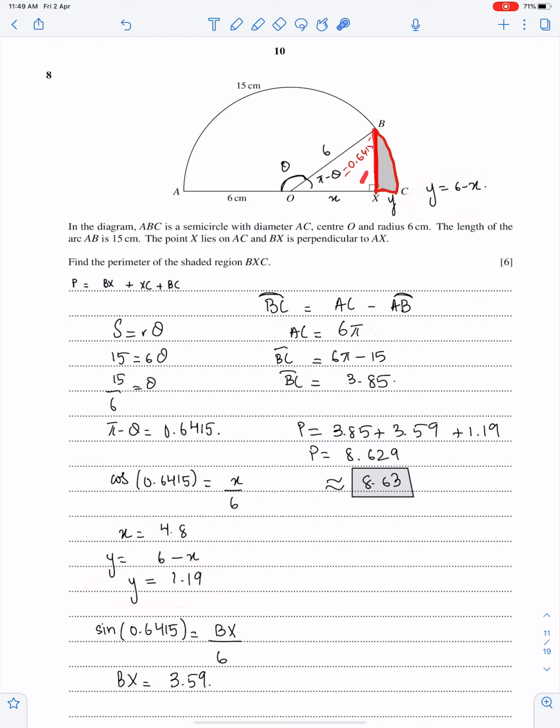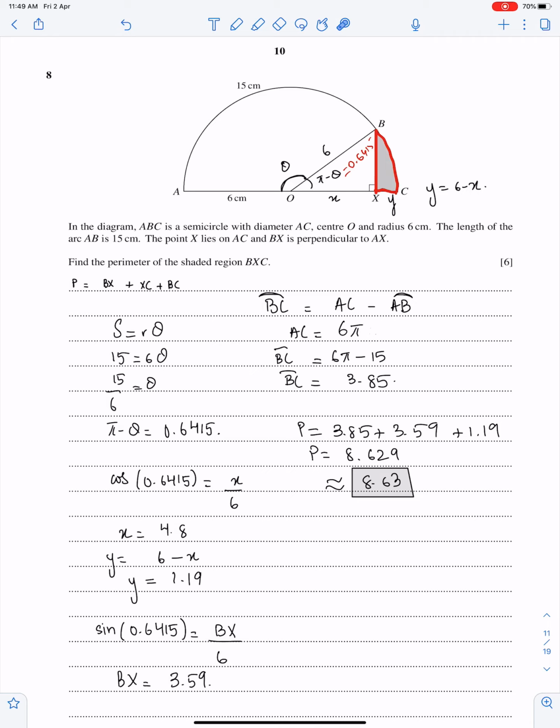Now get this BX. Use sine theta in this triangle for that. And BX is 3.59. Now for this arc, you have two options. You can either use this formula r theta. You have r, you have theta. You can easily get this arc length, number one.